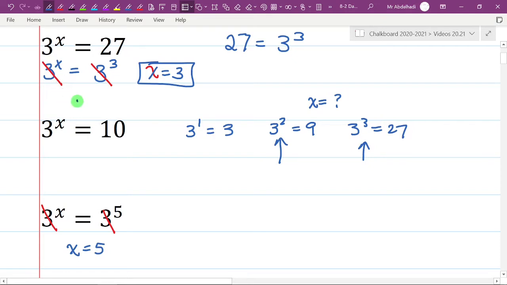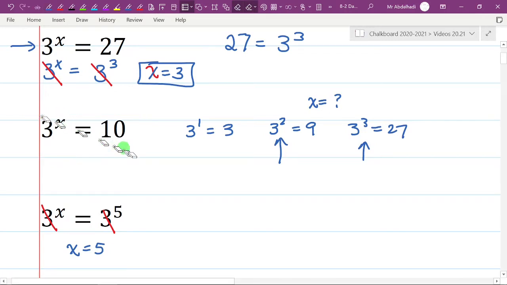That's the idea here. Now you'll see that this does not work all the time. It works for the first one because 27 is 3 to the third. It works for the bottom one here because this is 3 to the fifth, but there's no power of 3 that will give you 10. So for something like this, you have two options: guess and check, which we don't do, or learn to use logarithms, which we will do pretty soon.